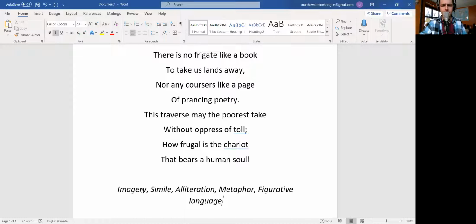Then come back here because I'll miss you. Simile, alliteration, metaphor, and some figurative language, okay? Don't forget, figurative. What does figurative mean?